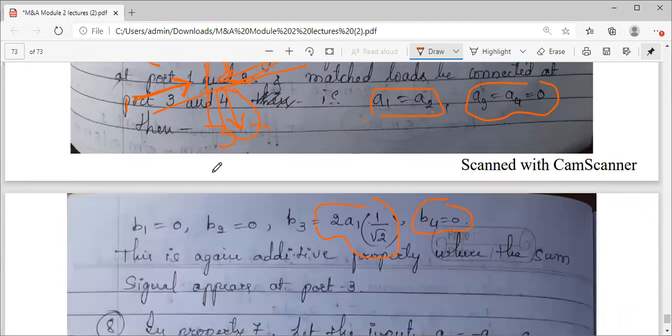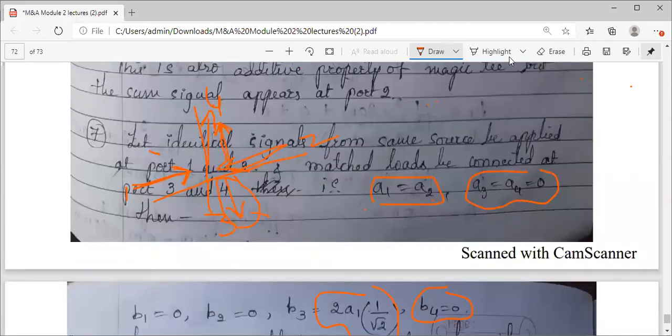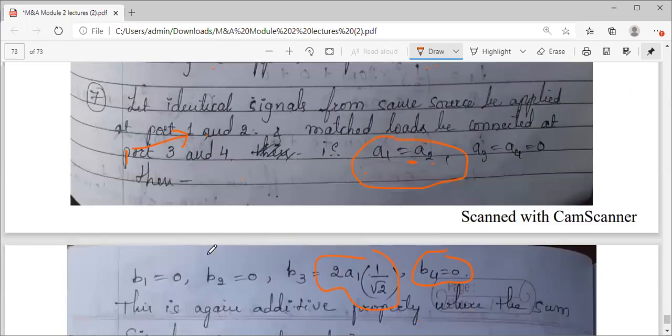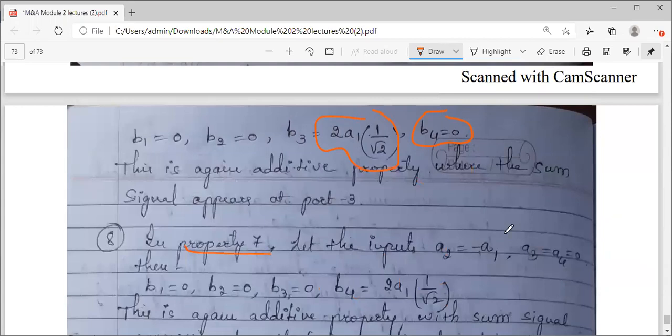Now in the property 7, I will make some changes. What are those changes? Just a little sign change. So here I have taken A1 is equal to A2. Next time I'll take a negative sign. See, in the property 7, I'll do only the sign change. Then what will be happening? यहाँ पर B3 equals to, I got a value, B4 0. Next time I will get the reverse. B3 I get 0, B4 I will get the value.